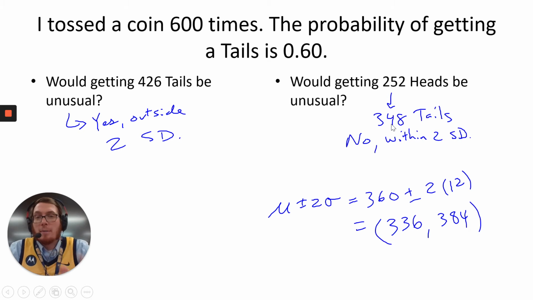Well, the first thing is you got to make sure it's tails. And so that would be 348 tails if you take 600 minus 252. That would not be unusual because that's within the two standard deviations of the mean. So this two standard deviation approach is basically what we're going to be looking at. So we're going to be finding a lot of means, finding a lot of standard deviations, taking plus or minus 2 standard deviations, figuring out what's usual or unusual, and then using that to help answer the question.